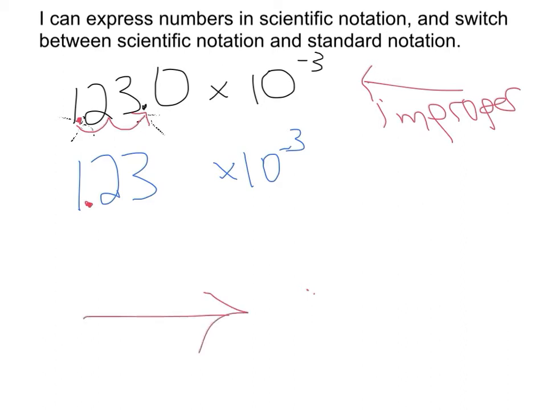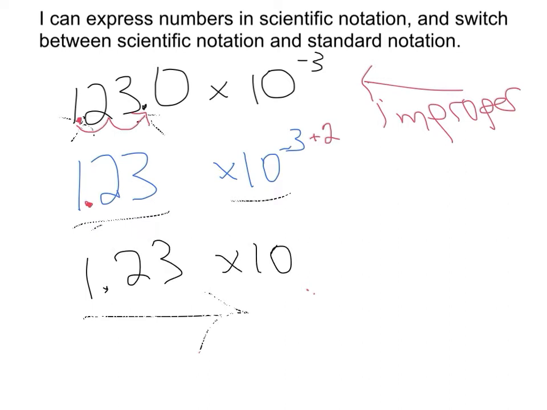So whenever the decimal point goes to the right, you need to add. So I have 1.23 times 10 to the negative 3 plus 2. Okay, I added because I went to the right. And my final answer is going to be 1.23 times 10 to the negative 3 plus 2 is equal to negative 1. And that is my final answer, 1.23 times 10 to the negative 1. That is proper scientific notation.